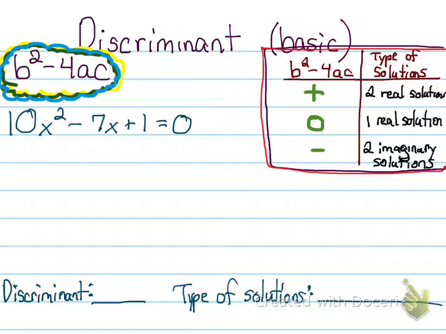When you calculate your discriminant, if it's a positive number, you will have two real solutions. If it's going to equal 0, you'll have one real solution. If it's a negative number, you'll have two imaginary solutions.